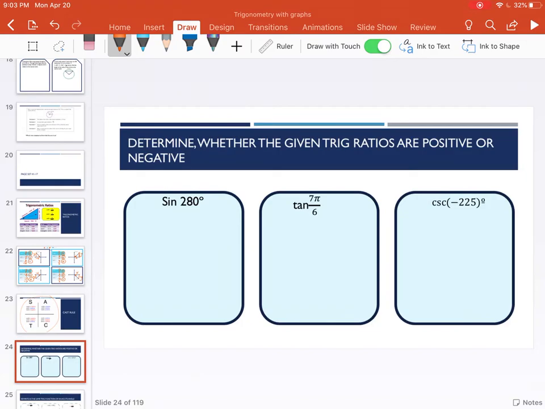Okay, so now we're going to try to figure out whether each ratio is positive or negative. So sine 280. So let's draw it out and we can practice drawing those angles. So we know it's a positive angle, so we're going to start on the initial arm, go past 180, past 270 to 280, which takes me right here. So this is my angle at 280. So when we look, we're in quadrant 4.